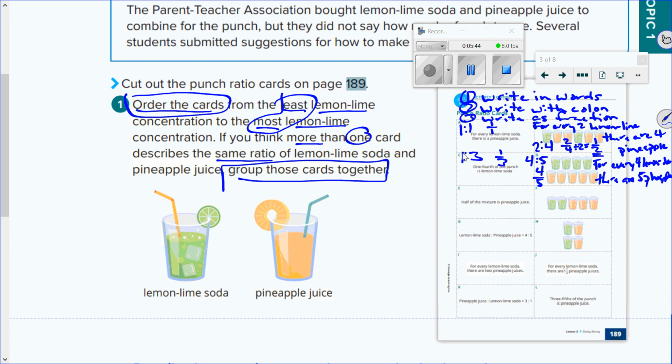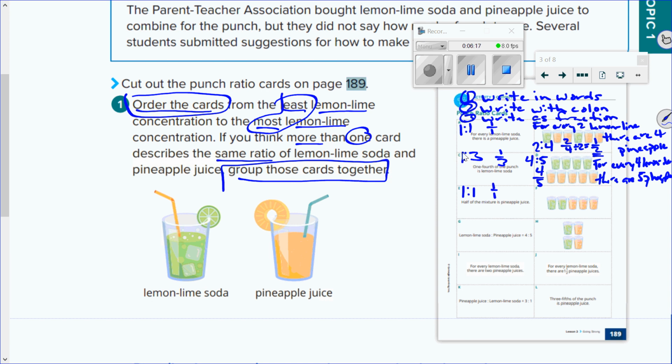If I say half of the mixture, that's going to be part to part or part to whole? Part to whole, because it's talking about the mixture, right? So I know that half is pineapple, so one of them is pineapple. There's 2 total. So how many lemon juice is there? 1. So that one becomes a 1-to-1 or 1/1.